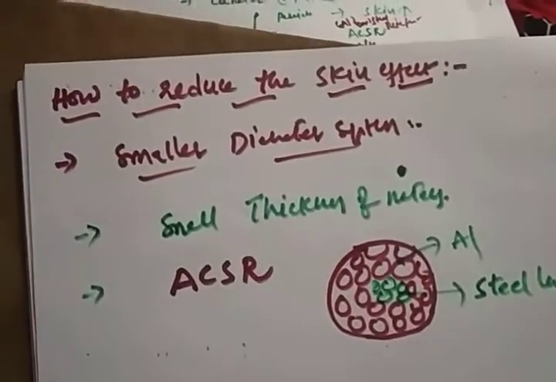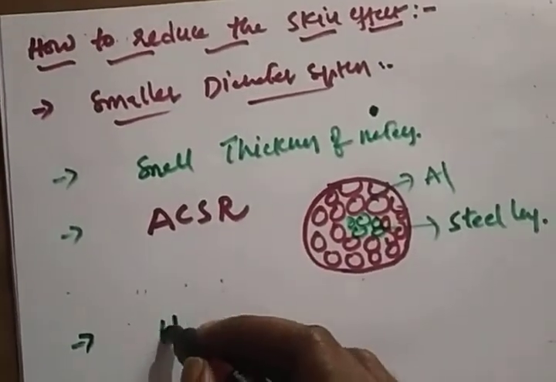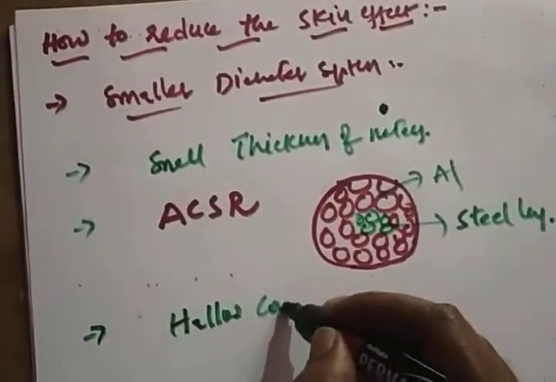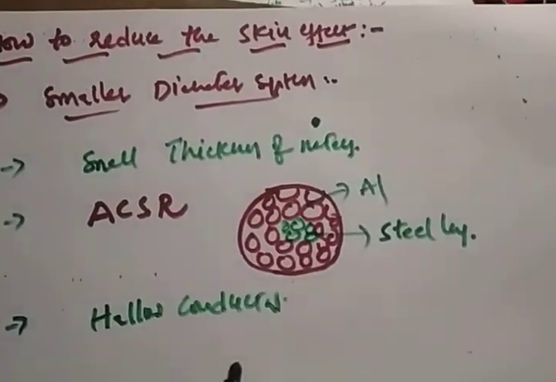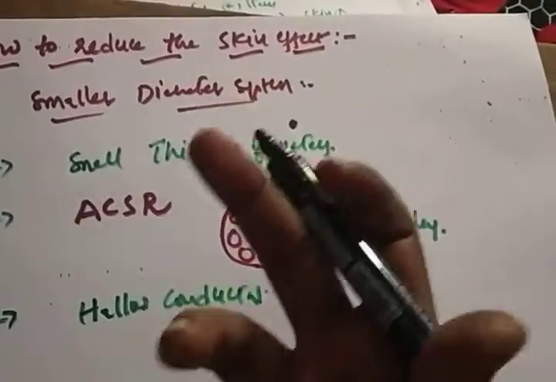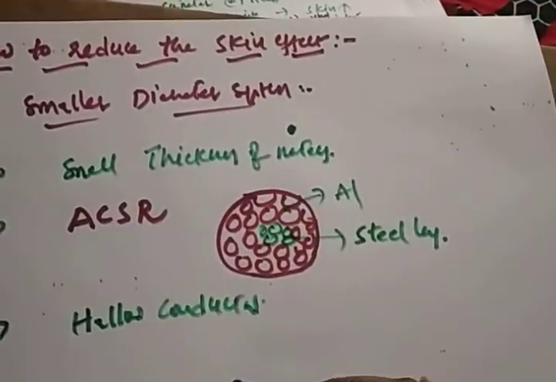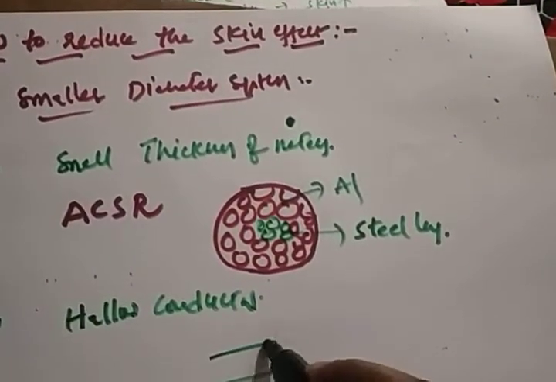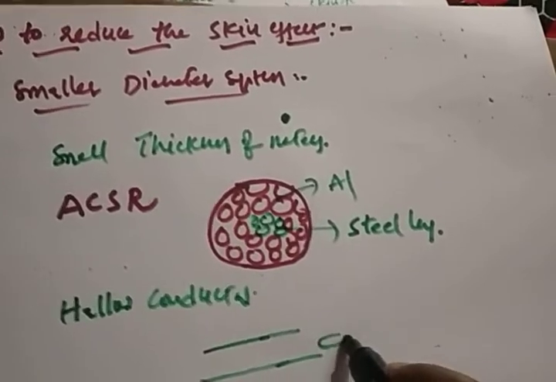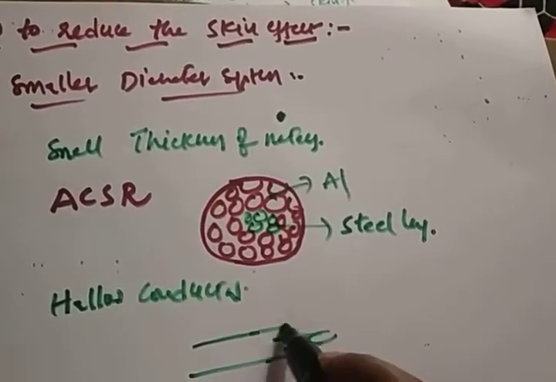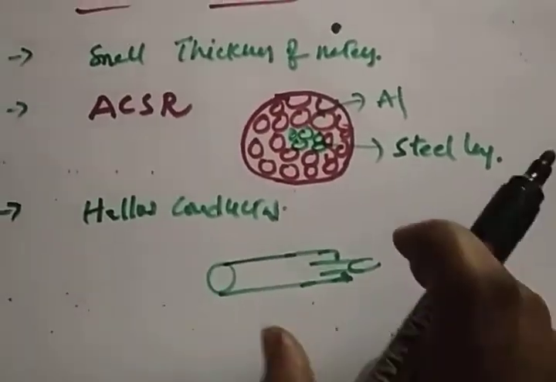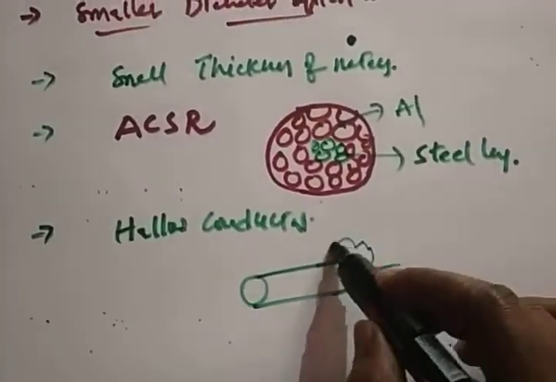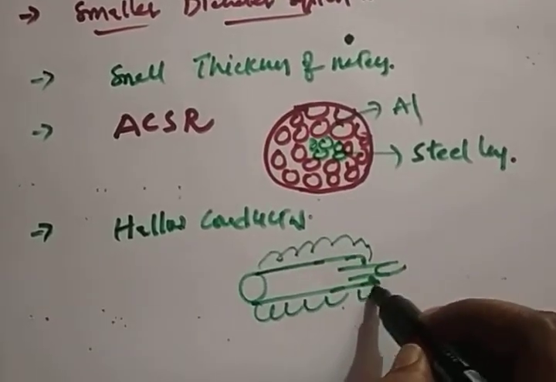Next, we use halo conductors, right? Halo conductor means, if you look at trains, on the top of the trains the conductors are like bowl mounted, right? How will it be? These are bowl mounted.